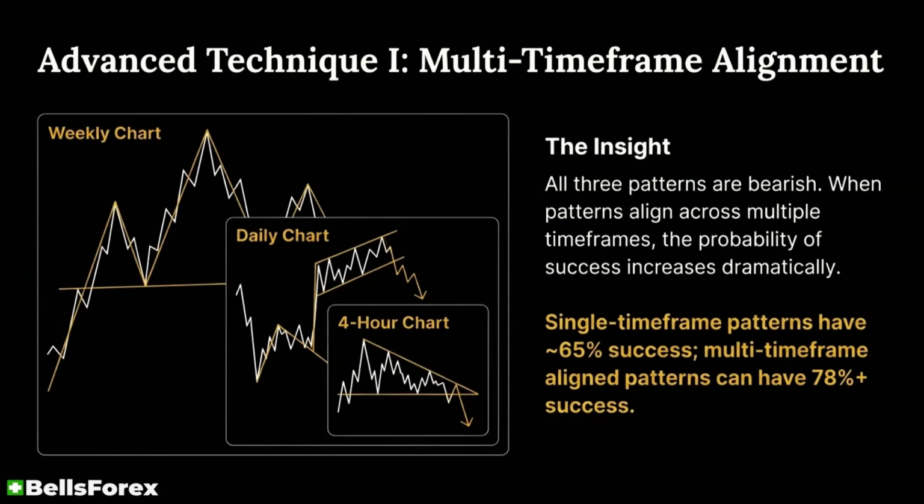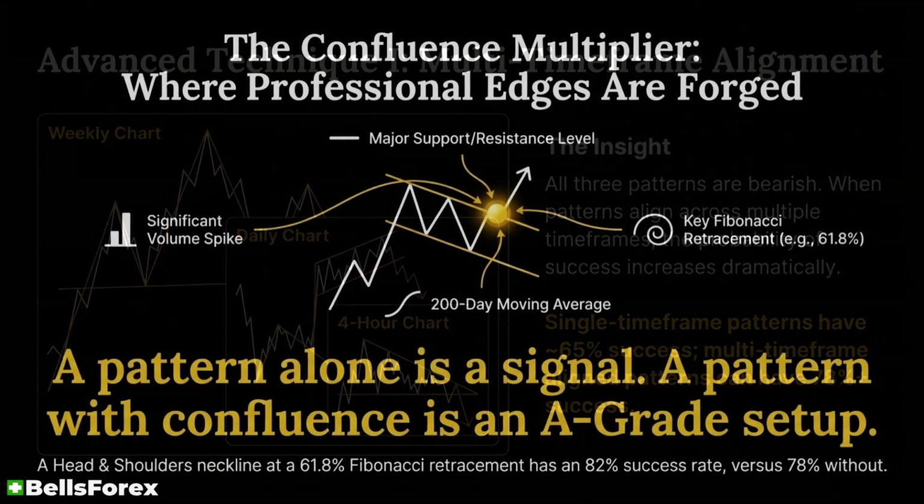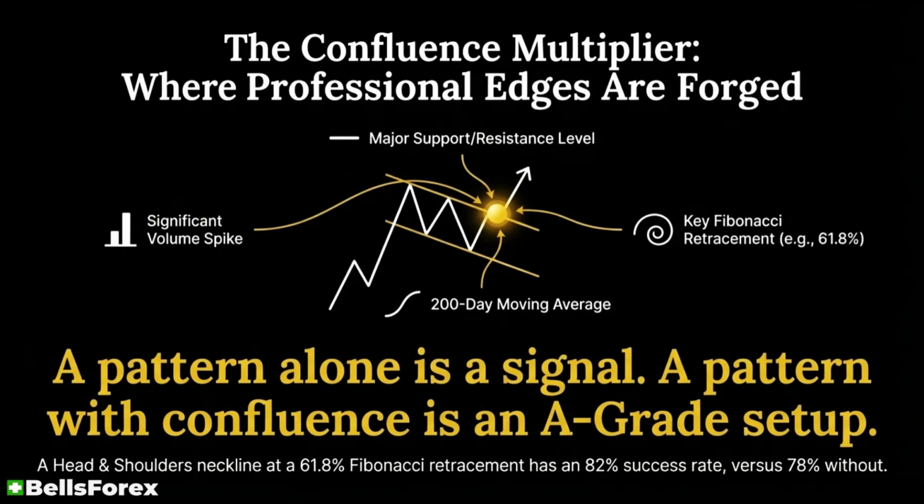Beyond time frames, we also need to layer in other technical tools. This is pattern confluence. Right, where geometry meets mathematics. Yeah. Confluence exponentially increases your success rates because you're triggering behavioral patterns and established mathematical levels at the same time. Take the head and shoulders again. If the neckline lines up exactly at the 61.8% Fibonacci retracement level of the prior uptrend, the success rate bumps from 78% up to 82%.